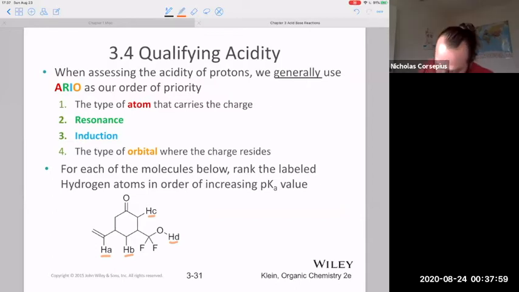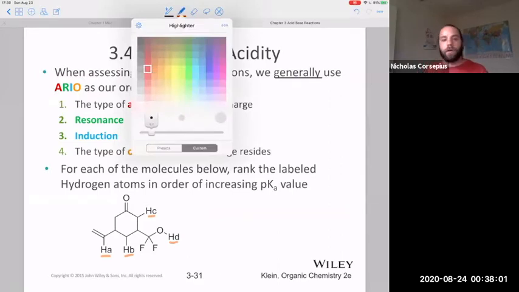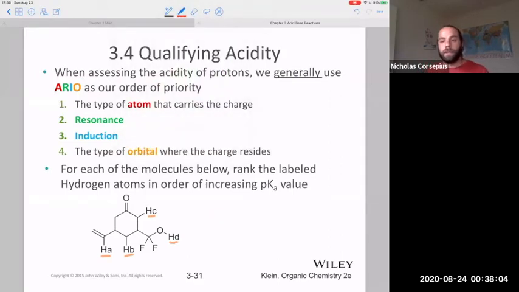Okay, so again, first of all, we have to look at what these are bound to, because it's all about the stability of the conjugate base. So here, this hydrogen's bound to a carbon, this hydrogen's bound to a carbon, this hydrogen's bound to a carbon, and this hydrogen's bound to an oxygen. So right off the bat, which one can we tell is going to be the most acidic proton? Atom is the most important factor. So this hydrogen here is going to be the most acidic. So we've got this one down, awesome. Now let's compare our other 3.